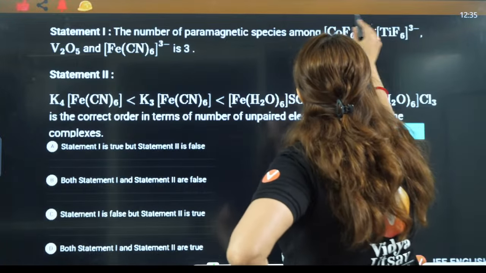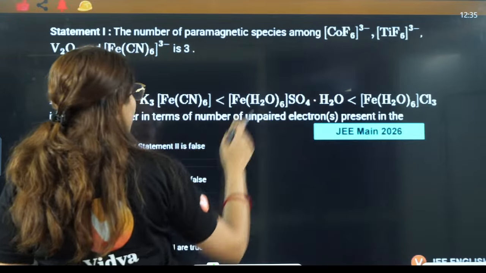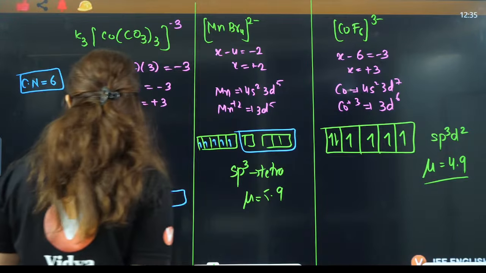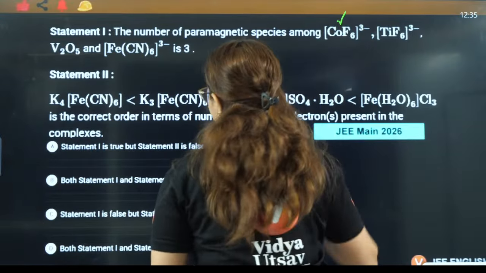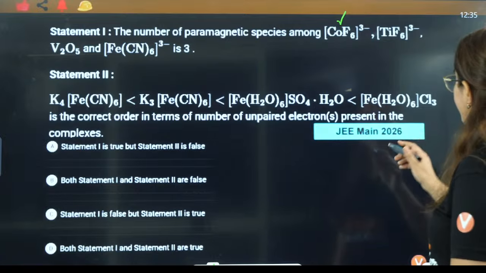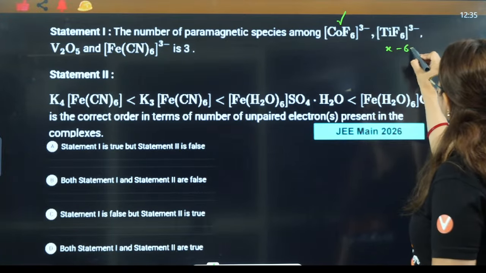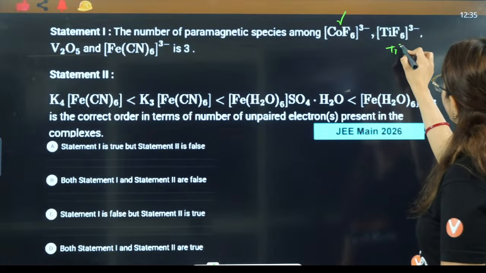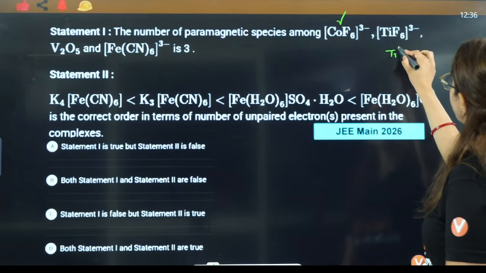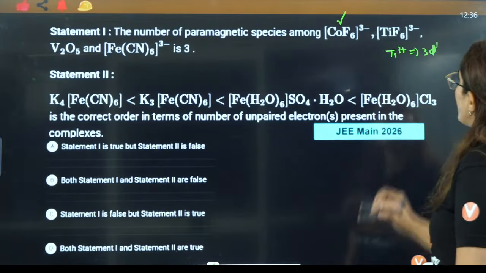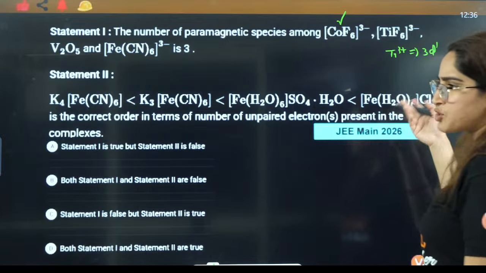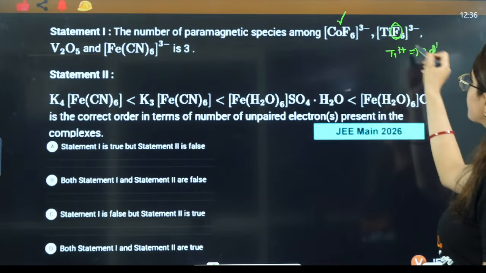If you talk about this one, we have calculated just now, CoF6 3 negative, that was paramagnetic for sure, right? Then what about TiF6 3 negative? x minus 6 is equal to minus 3, so titanium is plus 3. Titanium is 4s2 3d2, so titanium plus 3 will be 3d1. So it will always be paramagnetic. One unpaired electron will always be there, whether it's strong field or weak field.